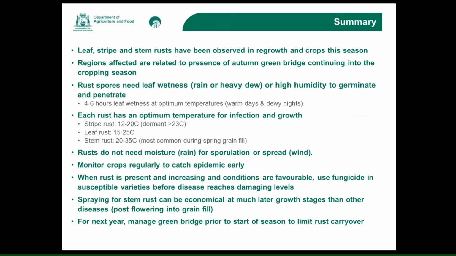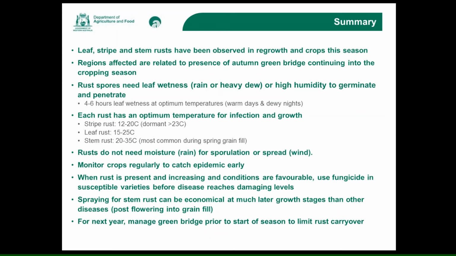Briefly on management, what do we need to do to manage these things? Well, the number one thing is monitoring crops. We need to catch the epidemic early. We need to be able to get in and use fungicides prior to disease becoming particularly entrenched in the crop. So we need to use our fungicides as a protectant, not try to use them as a cure. So monitoring is the absolute number one priority.